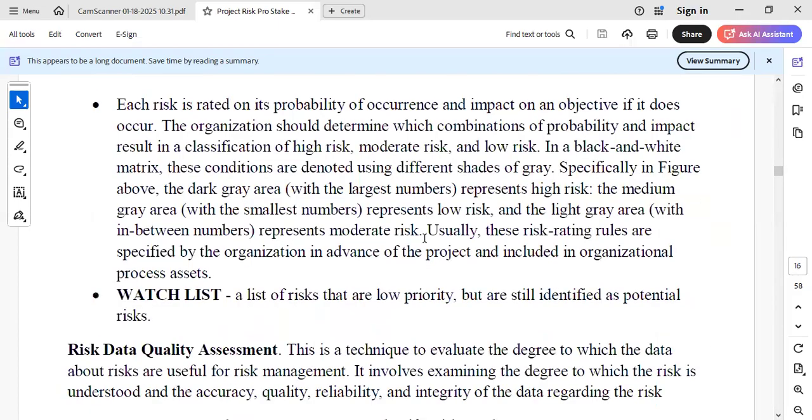So you have analyzed. Each risk is rated on its probability of occurrence and its impact on the objective if it does occur. So the organization would have to determine which combination of probability and impact results in classification of high risk. We will decide which one should be moderate and low. So we come up with this matrix. You may pick your own colors, but most times we use different shades of gray.